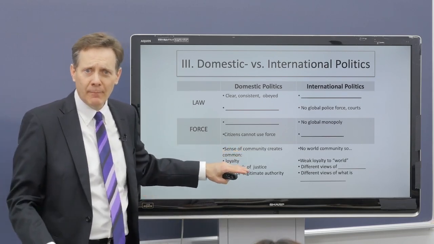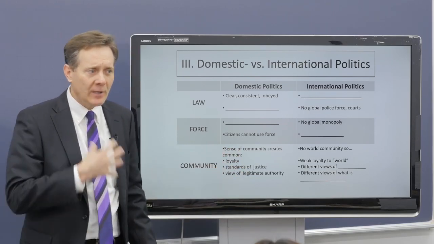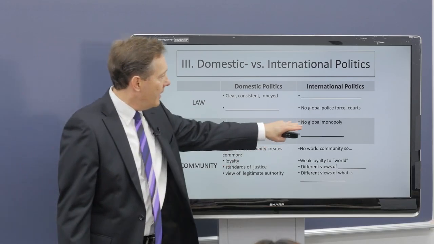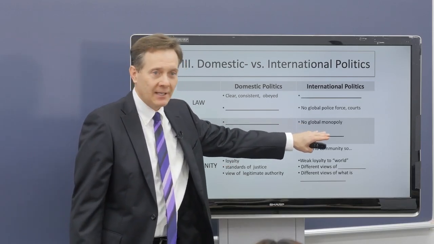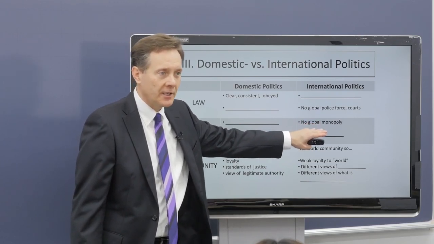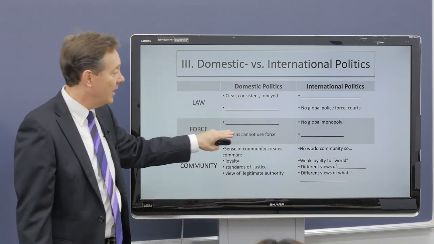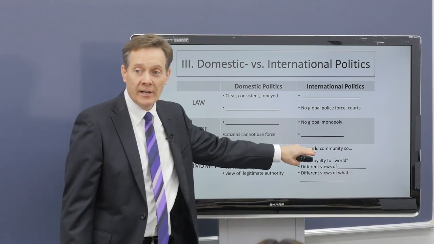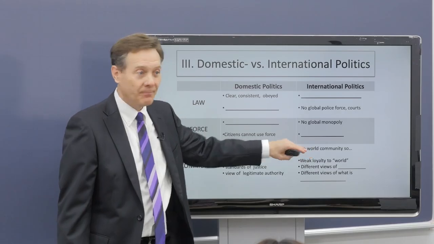If we see a crime, we may not take a stick or a gun to try and stop the crime. We are not the police. In international politics, there's no global monopoly. There's no world military. So what do we say about that in a country, and what do we say about this in international politics, where we don't look at people, we look at states?